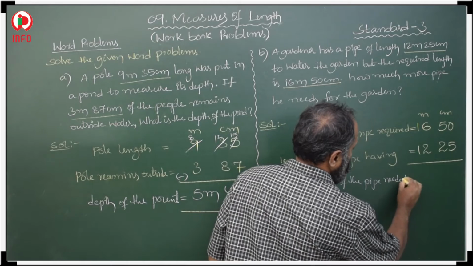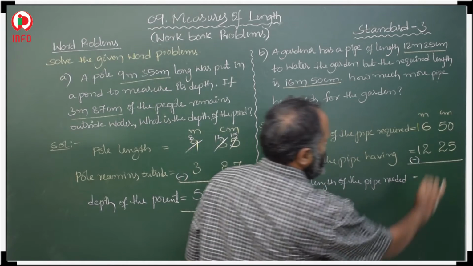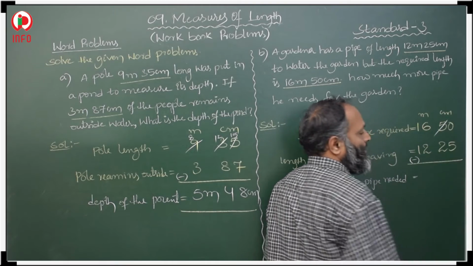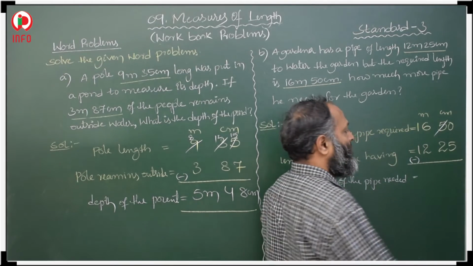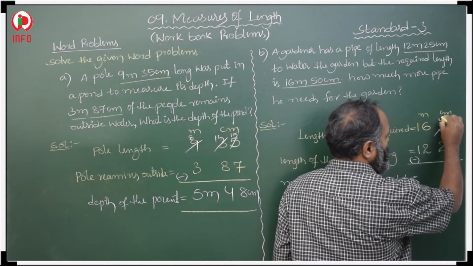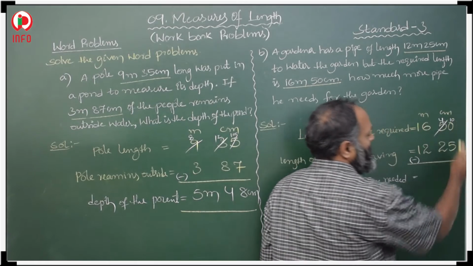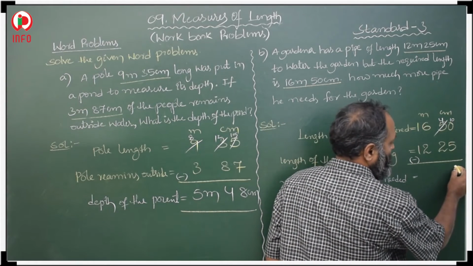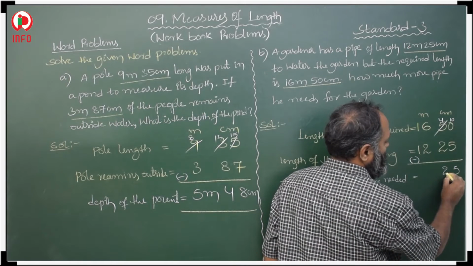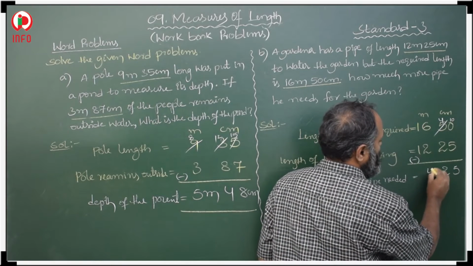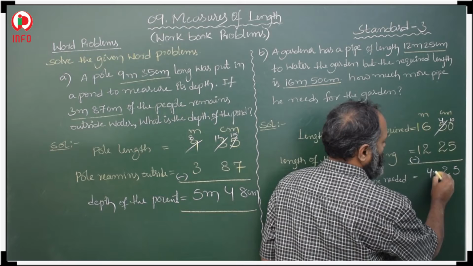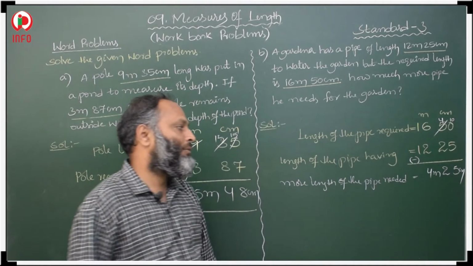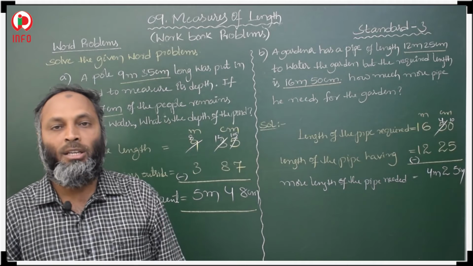So, that means minus. 0 minus 5, not possible, smaller minus bigger, take borrow from the next. Here it will decrease by 1, meaning 4, here increase by 10, meaning 0 plus 10 is 10. 10 minus 5 is 5, 4 minus 2 is 2, 6 minus 2 is 4, 1 minus 1 is 0, so 4 meters 25 centimeters. This much length of pipe is needed, 4 meters 25 centimeters.